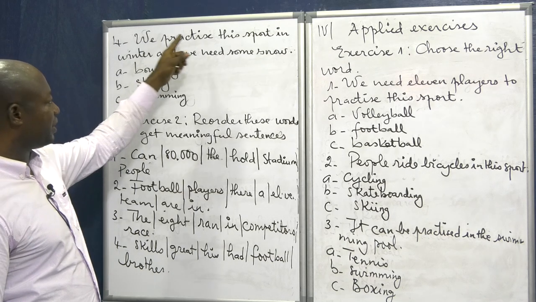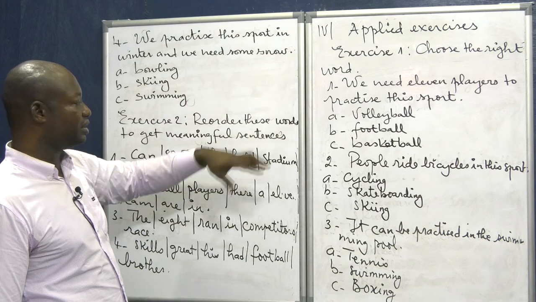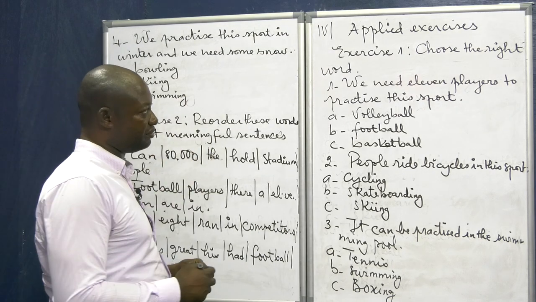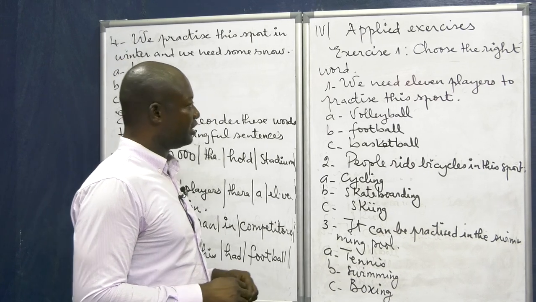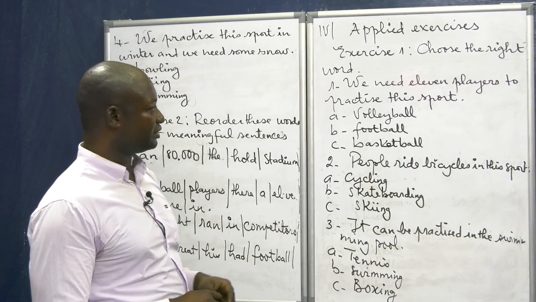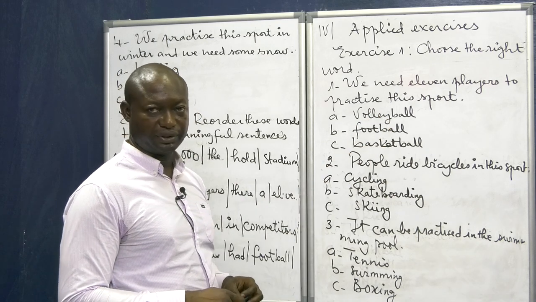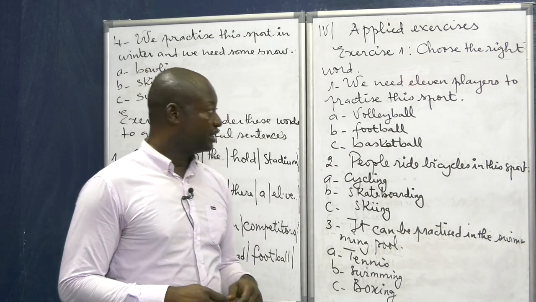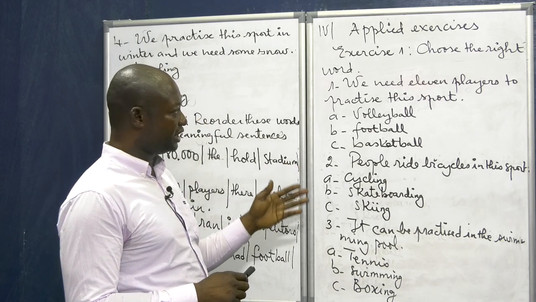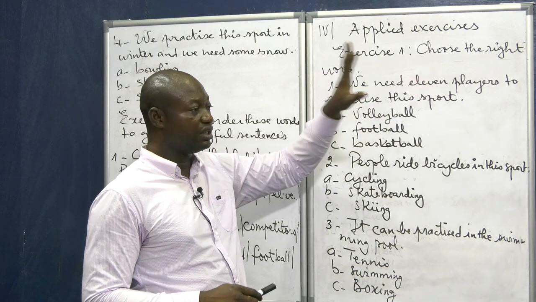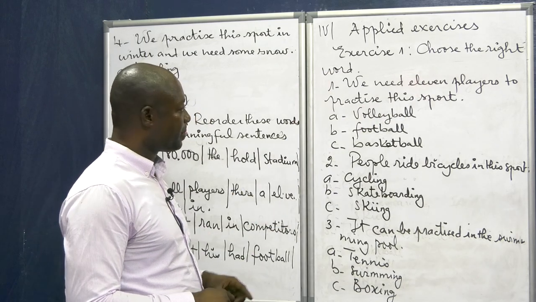We say we practice this sport in winter and we need some snow. The first information is very important if we want to do these exercises. The first one, as we say, learners are going to choose the right word. Let's go back to the first question. The instruction is very important for pupils.